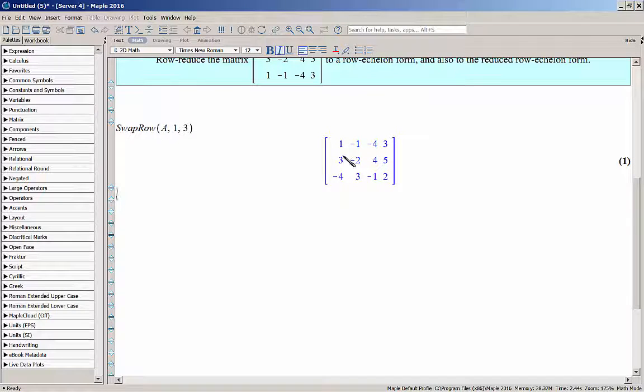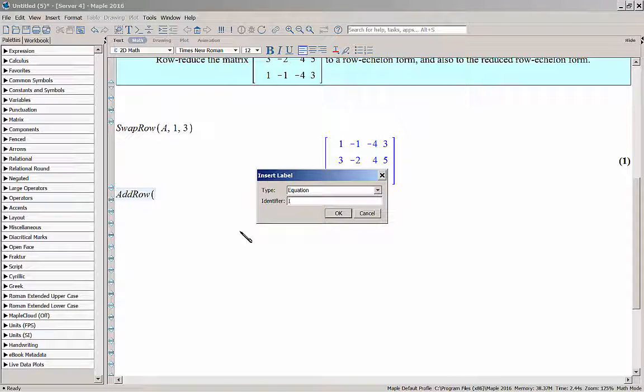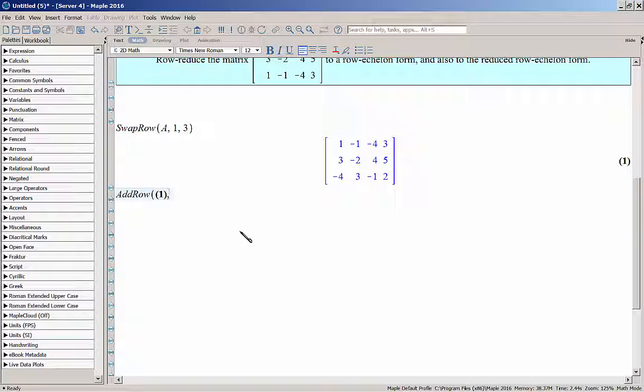And then we want to multiply row 1 by -3. So this would be add row. And we want to apply it to the matrix whose equation label is 1. So we use Control L1. Okay, so now we have to give 3 numbers: the row we are multiplying, the row we are adding to, and the scalar that we multiply a row by.